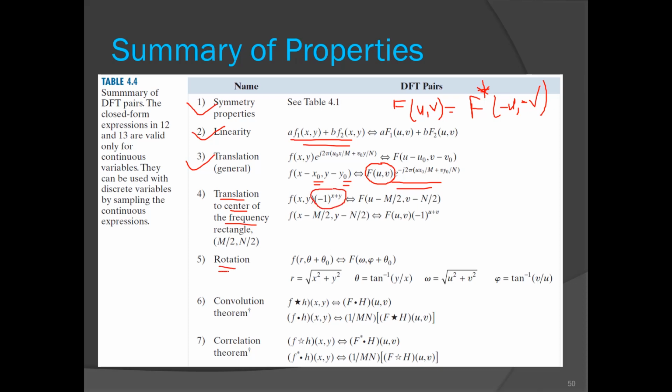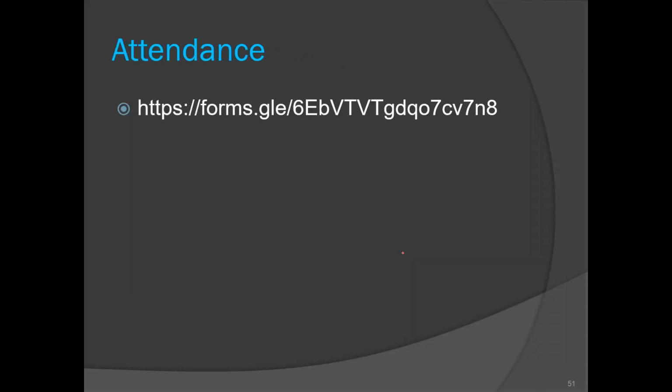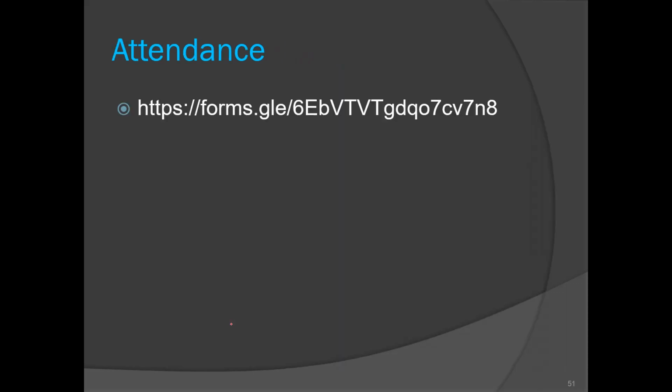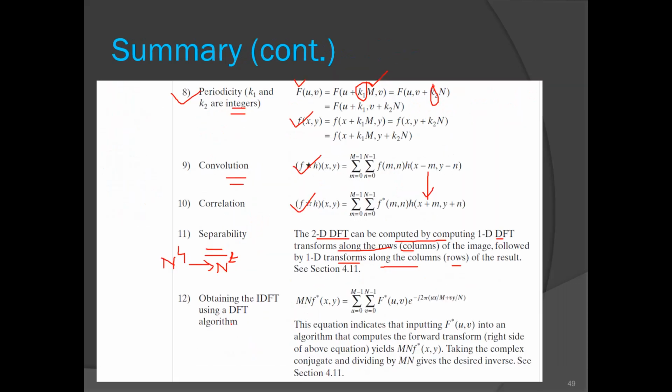Then we have seen a rotation property. If you rotate the original image by theta 0, the resultant F of (u, v) also gets rotated by this same angle. Then convolution. We have seen the convolution in spatial domain is equivalent to the multiplication in frequency domain, and we have seen the correlation. So this is regarding properties of DFT.